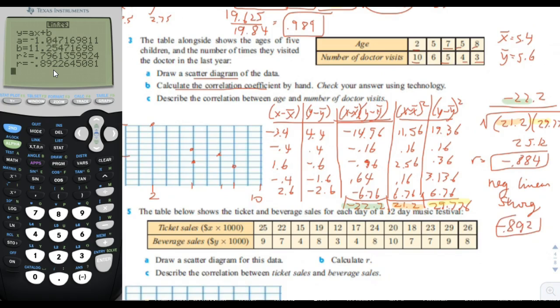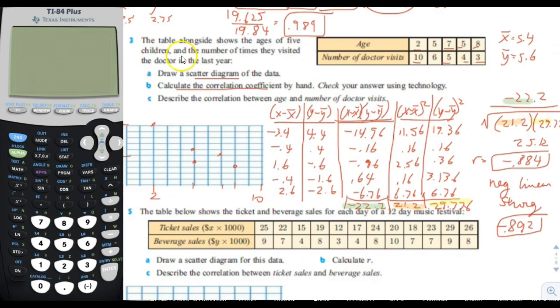Okay, weird. I'm just going to check one more time. My data, 25, 7, 5, 8, 10, 6, 5, 4, 3. Pretty easy to make a stupid mistake here somewhere, and I'm going to check that real quick. Hold on. Okay, I figured out where the mistake was.